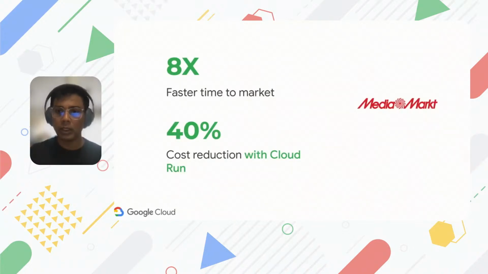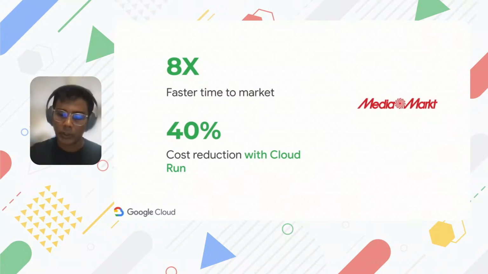And then the next one is MediaMarkt. So this is a German-based multinational electronics company with over 1,000 stores. They're in Europe, and we're able to reduce the cost by 40% just with Cloud Run. Again, this is because of CAMP.